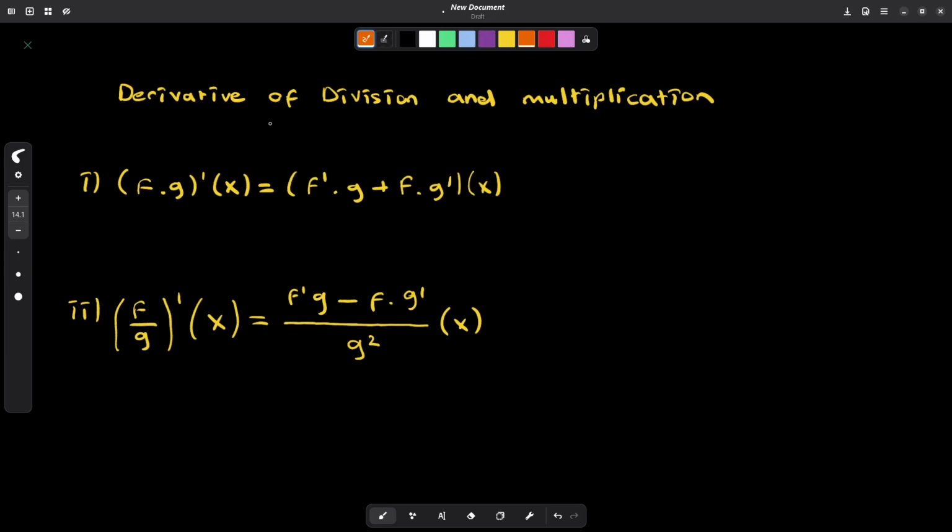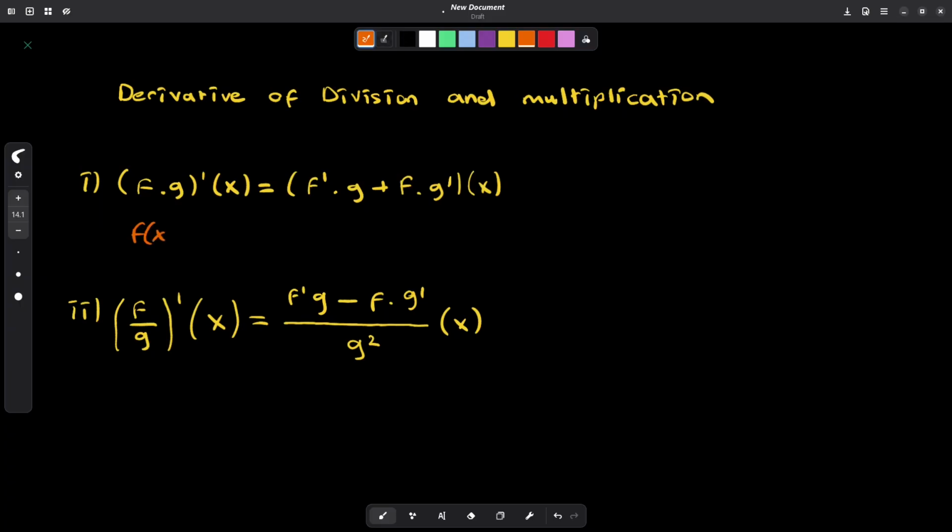Welcome everyone. Let's have a look at the derivative of division and multiplication. If we have two functions and we are multiplying or dividing them and we want to differentiate these functions, we define the derivative in a really unique form.